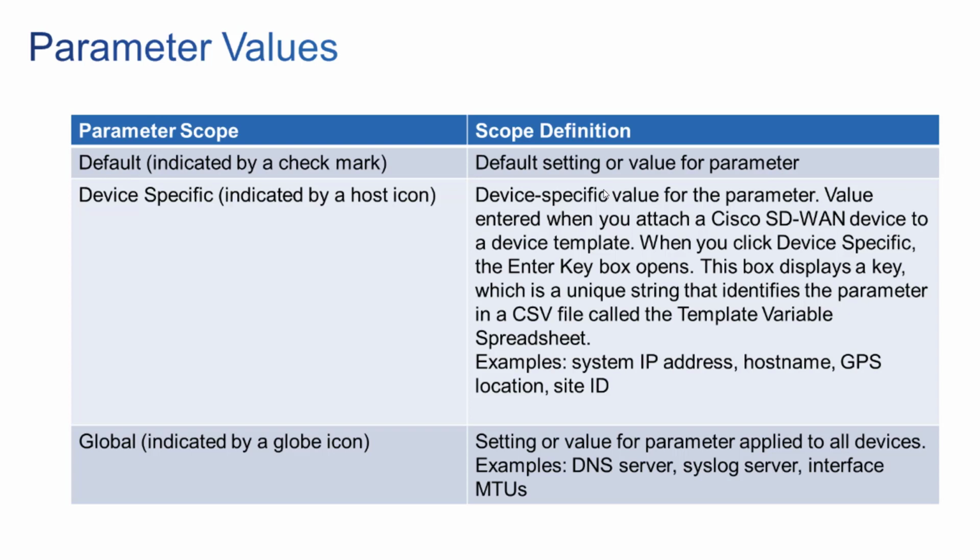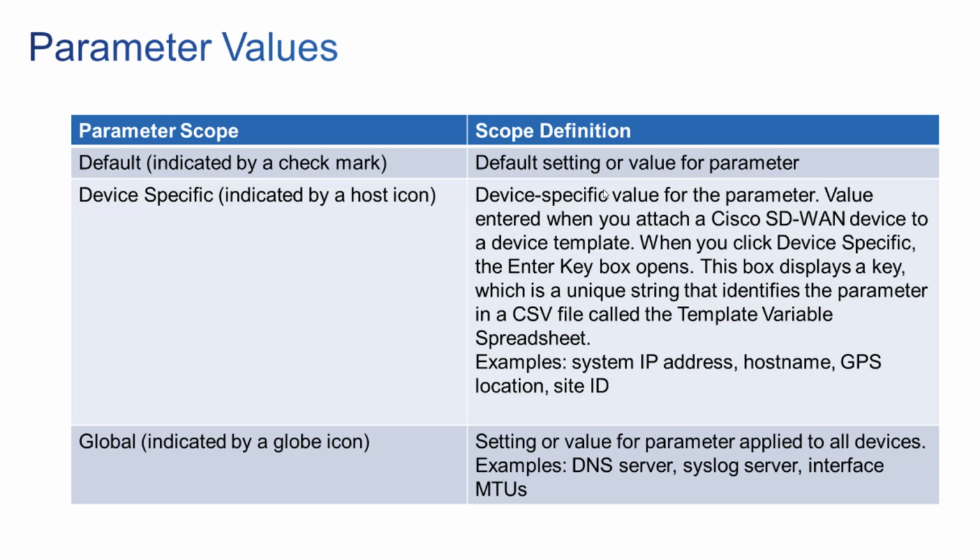These are values that would have to be manually configured as the device is attached and provisioned, and it's attached to this device template, so we would be asked to enter these values incrementally as each device gets provisioned, or they would have to be attached to some sort of CSV file that we've imported that would then fill out those individual device-specific parameters. Device-specific parameters have a little computer icon or a little host icon next to them.